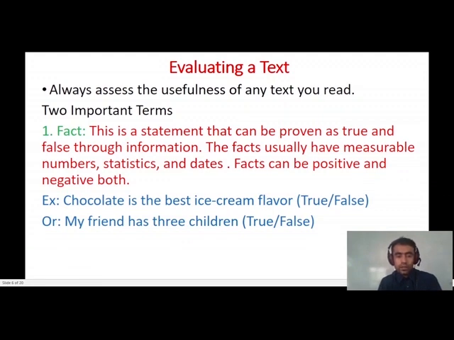For example, chocolate is the best ice cream flavor. Now, this is an example of a fact. It can be true or false. For some people, it can be true. For some other people, it can be false. Because it is a fact, it can be true or false. So facts can be true and false, both. My friend has 3 children. This is a fact. You can prove it by finding information about his friend, if he really has 3 children or not. So facts can be true and false, both.